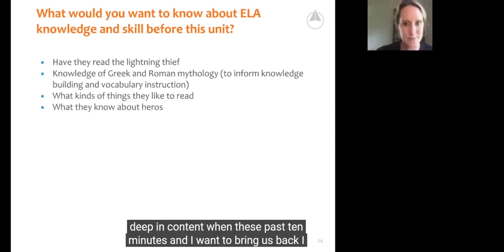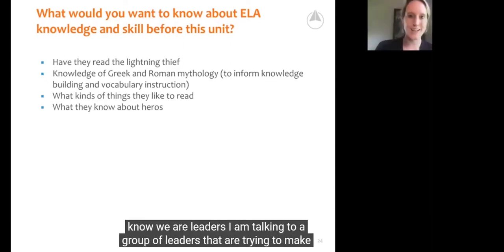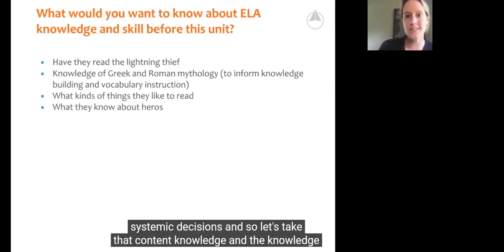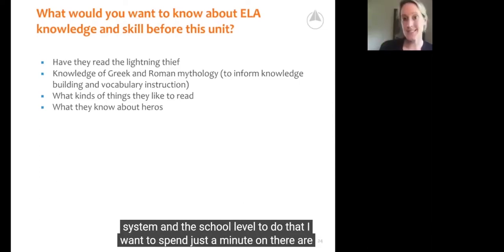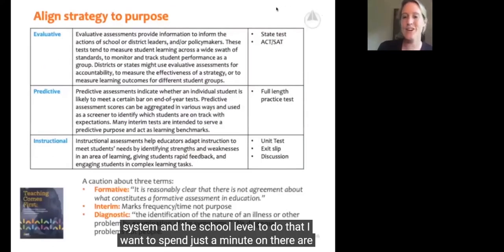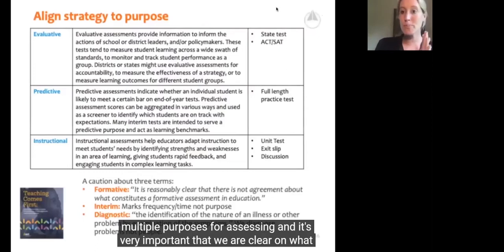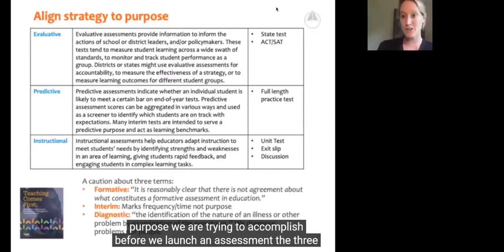So I know we've gone quite deep in content for these past 10 minutes, and I want to bring us back. I know we are leaders. I am talking to a group of leaders that are trying to make systematic decisions. And so let's take that content knowledge and the knowledge of these two students to really think about, what does this look like at the system and the school level? To do that, I want to spend just a minute on purpose. There are multiple purposes for assessing, and it's very important that we are clear on what purpose we are trying to accomplish before we launch an assessment.